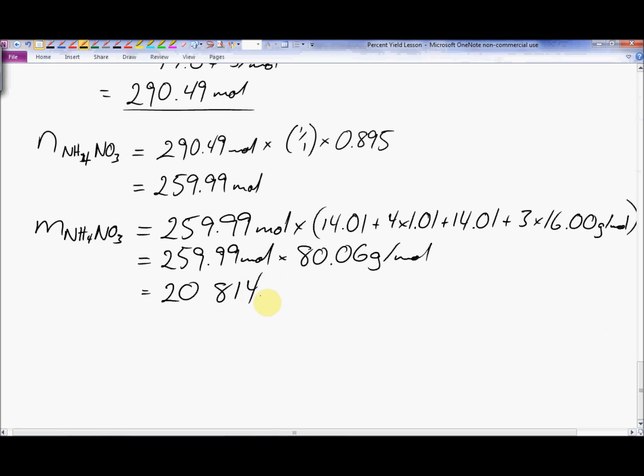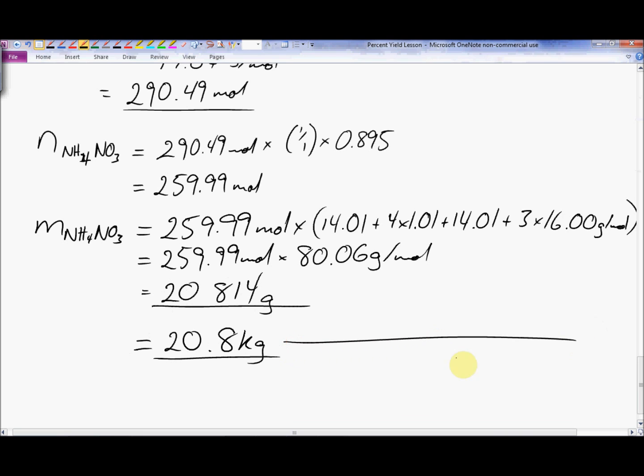20,814 grams, which we can convert to 20.8 kilograms, rounding it to 3 significant digits, which is what this question called for.